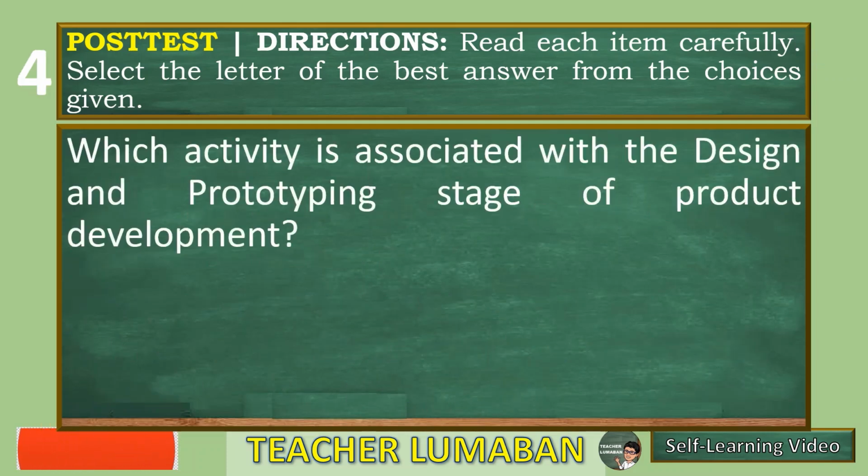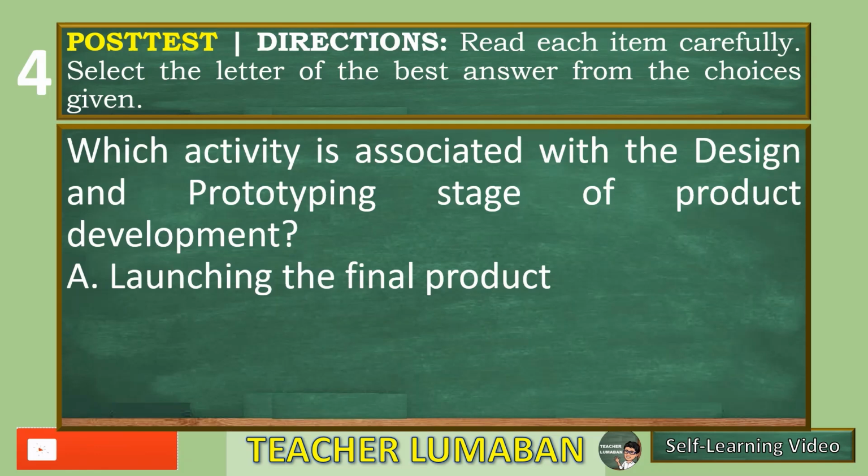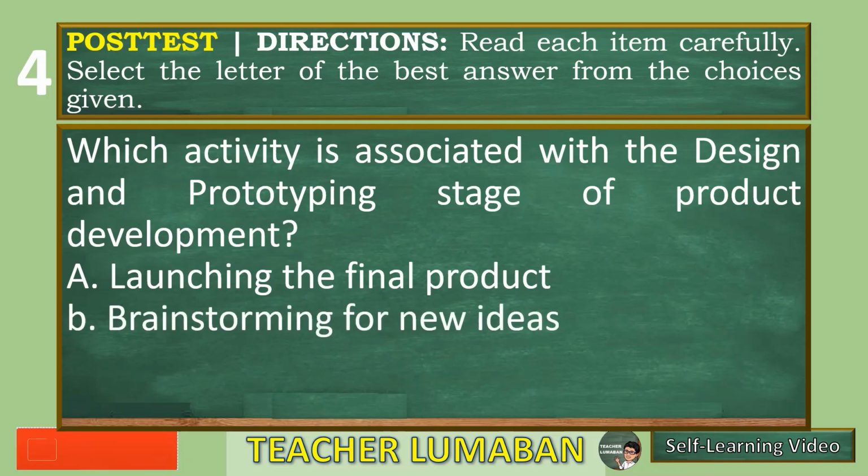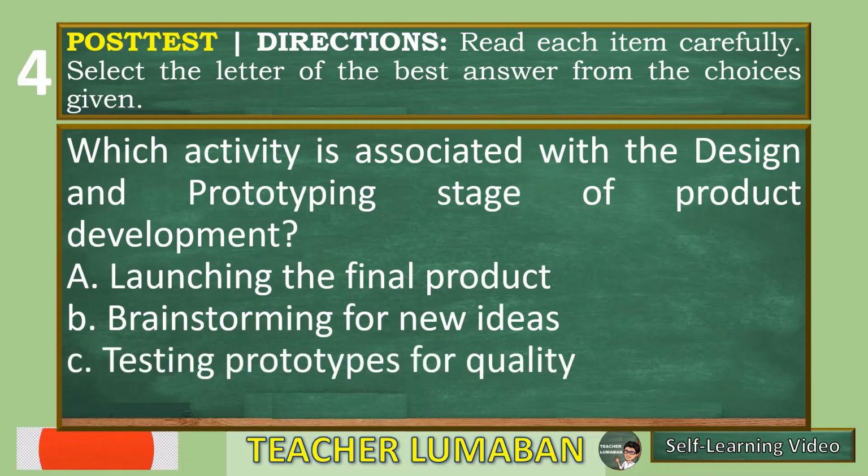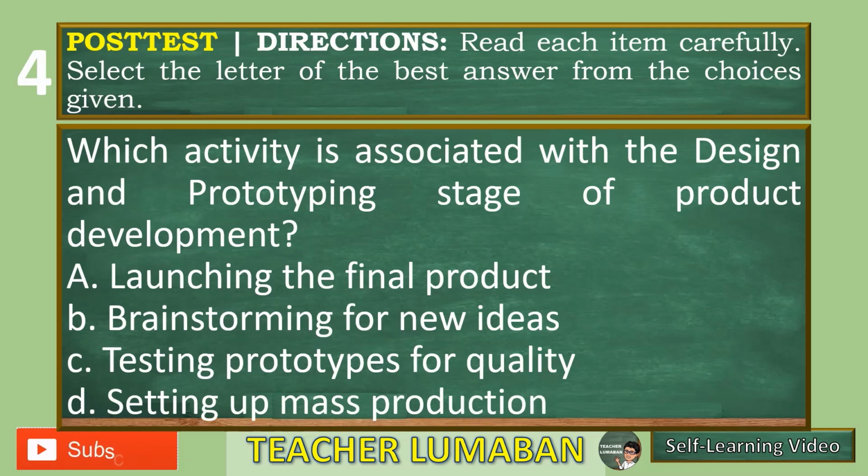Which activity is associated with the design and prototyping stage of product development? A. Launching the final product. B. Brainstorming for new ideas. C. Testing prototypes for quality. D. Setting up mass production.